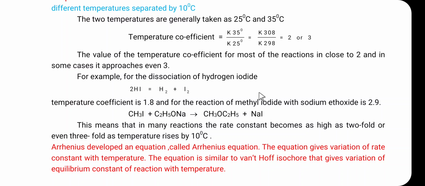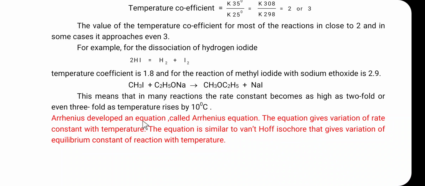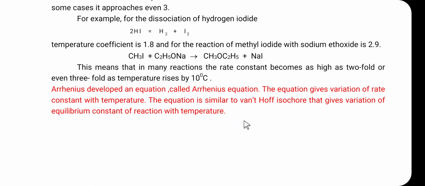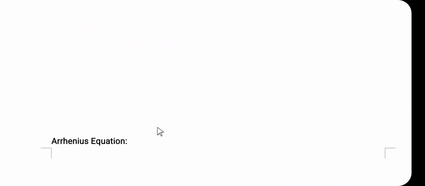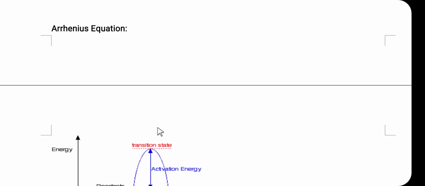These two limitations of the temperature coefficient led Arrhenius to suggest his own equation to express the effect of temperature on the reaction velocity. So Arrhenius developed an equation, which is called the Arrhenius equation. The equation gives the variation of the rate constant with temperature. The equation is similar to the van't Hoff isochore that gives the variation of the equilibrium constant of a reaction with temperature. So let us consider the Arrhenius equation.